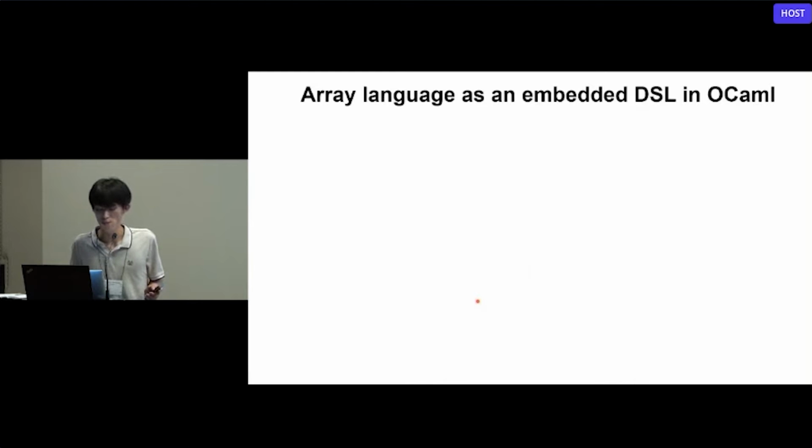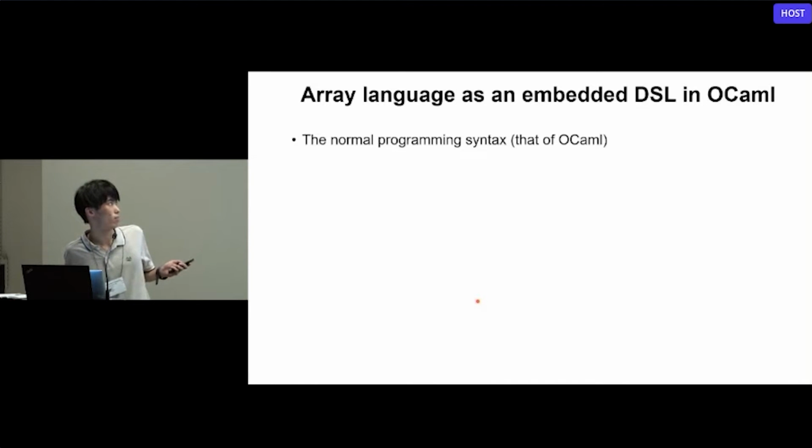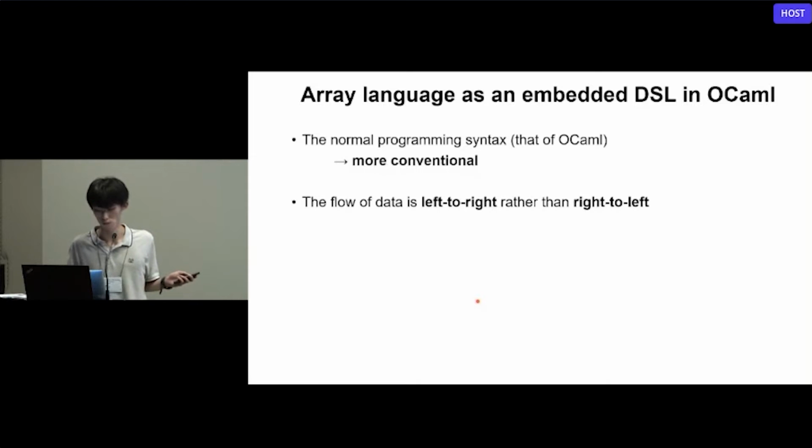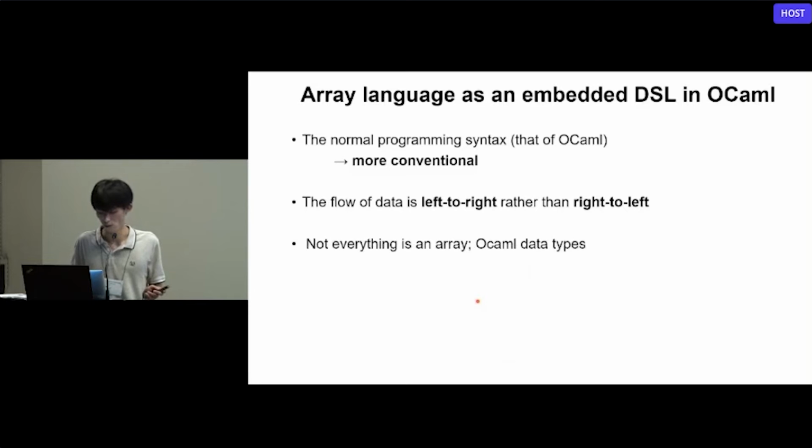We implemented our array language as an embedded DSL in OCaml. Our array language is highly inspired by the concept of APL. But unlike APL, the normal programming syntax of OCaml is available. That means expressions may span as many lines as needed to display them nicely, and we can attach comments and name expressions meaningfully. So it makes the expressions more conventional. Also, the flow of data is left to right rather than right to left. It also makes the expressions more conventional.